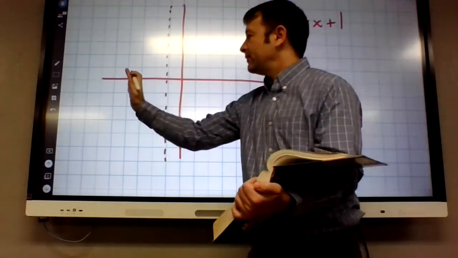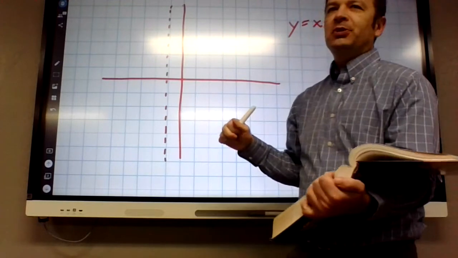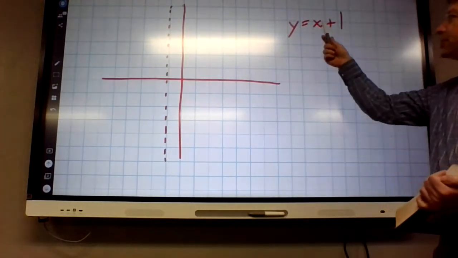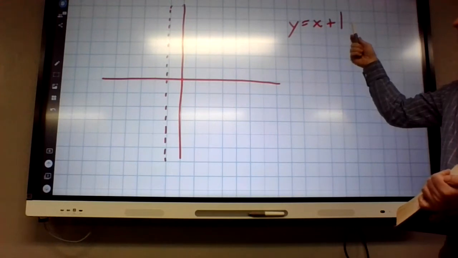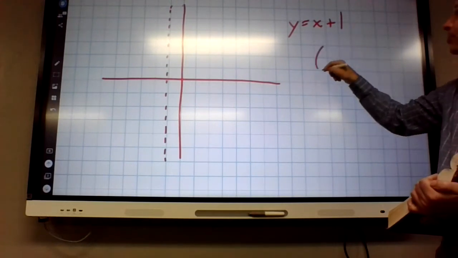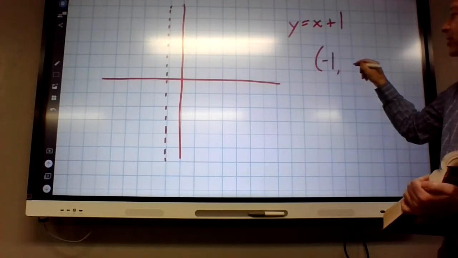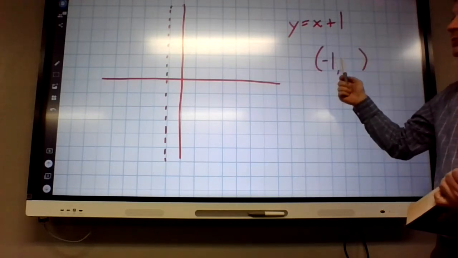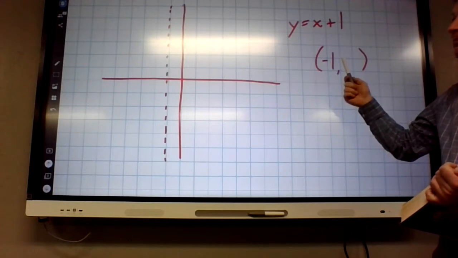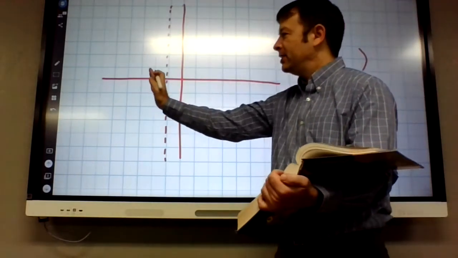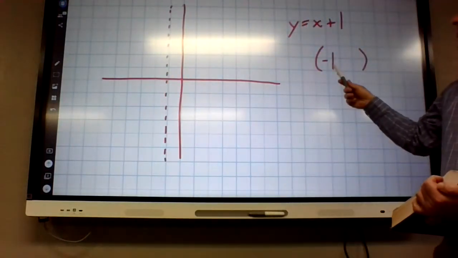So everything to the left of that. What does y equals x plus 1 look like? It's a line. You can use the slope and the y-intercept, or you can make up some x coordinates to plug in. Now, -1 is not supposed to be part of the solution set because we're supposed to go left of -1, but that would maybe be a good starting spot.